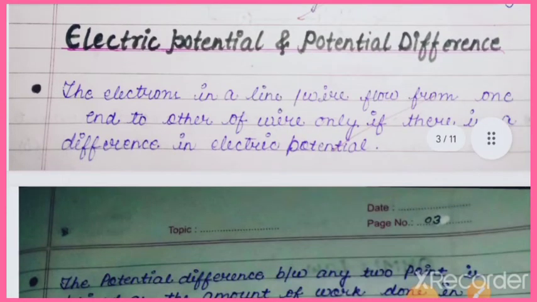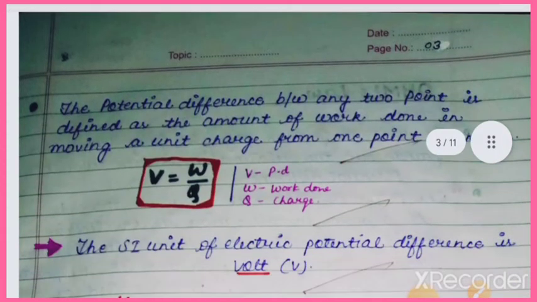Then electric potential and potential difference. The electrons in a wire flow from one end to the other only if there is a difference in electric potential. Just imagine that there are 2 points, point A and point B. When electric current flows, the difference between 2 points is called potential difference.